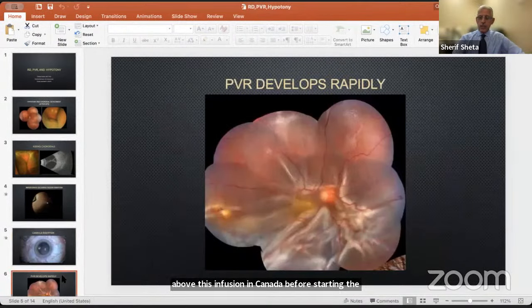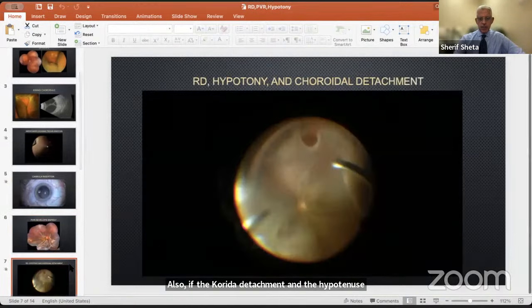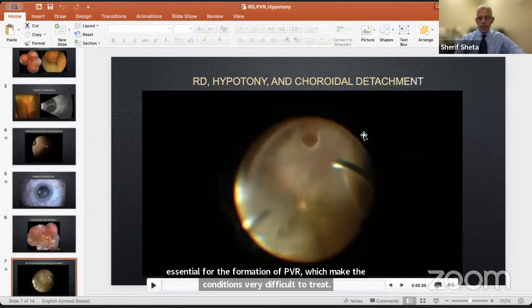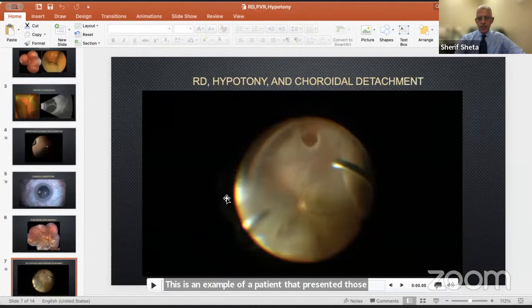Also, if the choroidal detachment and the hypotony persist, this is the soup that is very essential for the formation of PVR, which makes the condition very difficult to treat. This is an example of a patient that presented with choroidal detachment, as you can see here, on both sides, retinal detachment, and a chronic inferior break with rolled over edges.